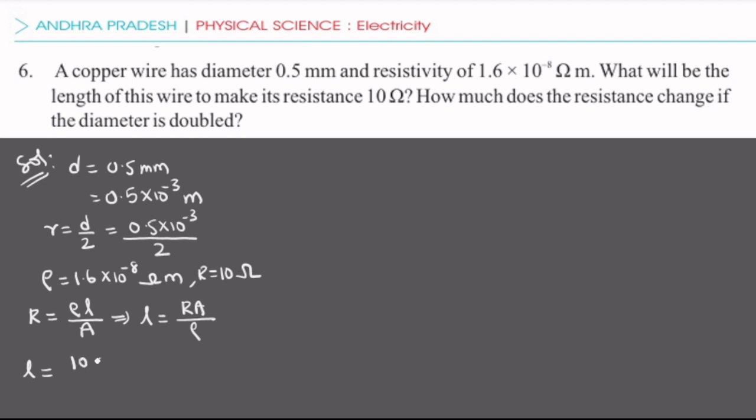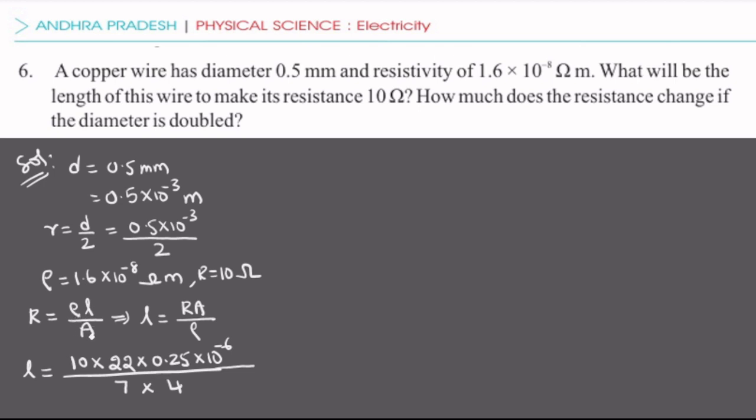So 10 into the area of cross section, which is pi r square. Pi means 22 by 7, so 22 by 7 into r square. The radius is 0.5 into 10 power minus 3 by 2. So 0.5 whole square means 0.25, we get 25 into 10 power minus 6 when it is squared. In the denominator we get 4. So this is the pi r square value.